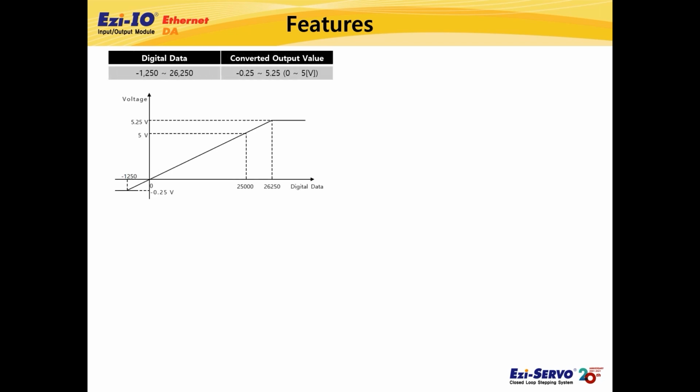Finally, I will explain how the input digital data are converted into analog values. For example, when the voltage output range is 0 to 5 volts, the digital data input range for normal use is 0 to 25,000, and the normal output range is 0 to 5 volts. However, for the calibration function we just talked about, the actual input range of digital data is -1,250 to 26,250, and the actual output voltage range is -0.25 to 5.25 volts.